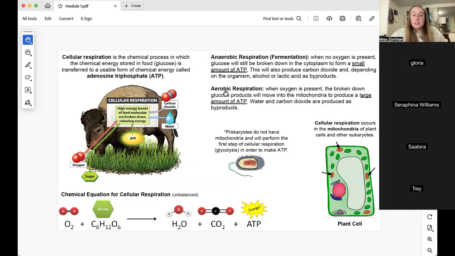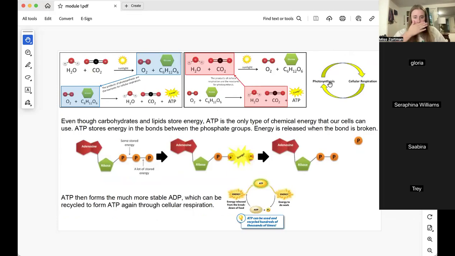Aerobic, sorry, respiration is when you think air is involved, so oxygen, and this is going to produce large amounts of ATP. So we want this done, and again, this is in the mitochondria. When you look at the two reactions, they're considered inverses of each other. So what went into one comes out of the other. The only difference is sunlight is used in photosynthesis going in, and ATP is coming out in cellular respiration.